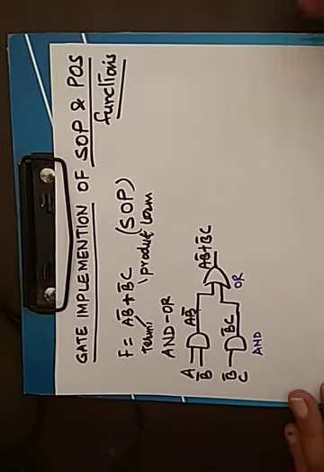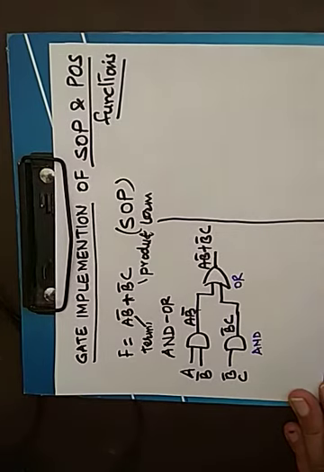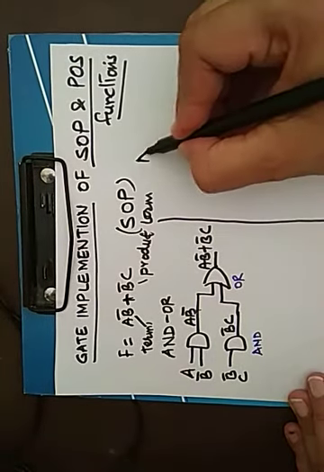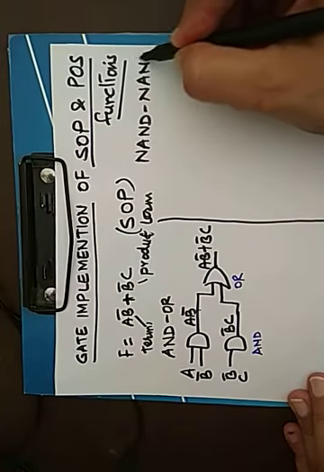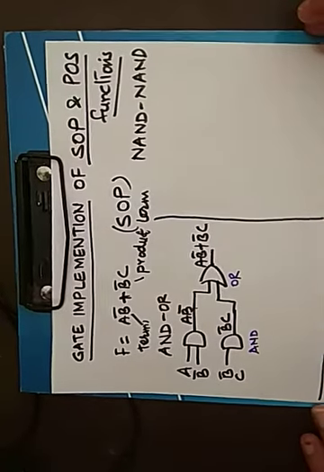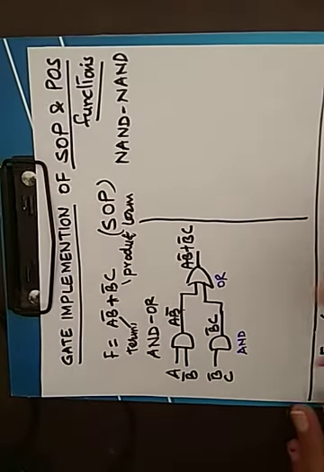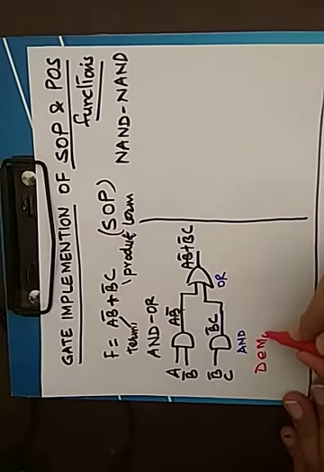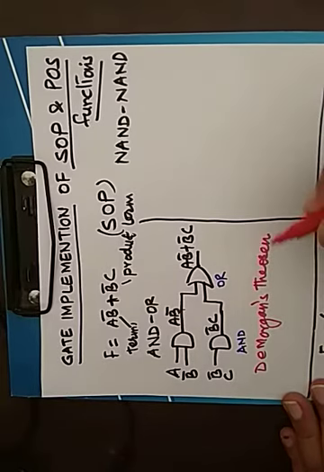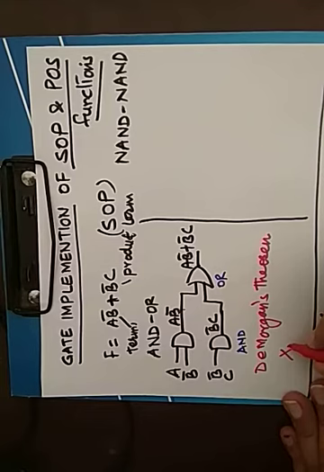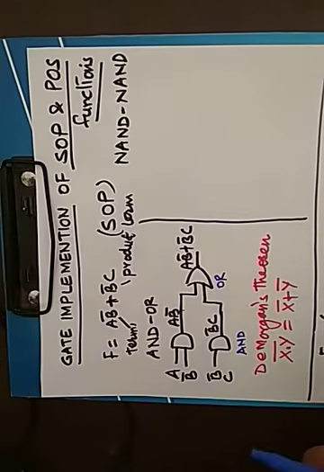This is a very important understanding: the same SOP function can also be implemented by the NAND function. To understand this, we just need to recall De Morgan's theorem, which stated that x dot y whole bar is x bar plus y bar.